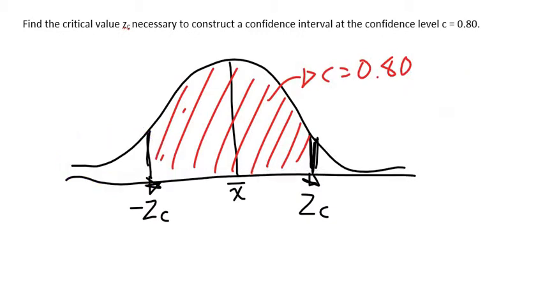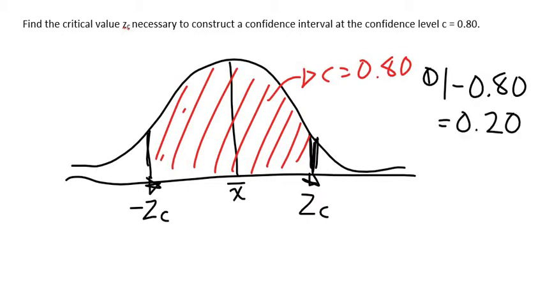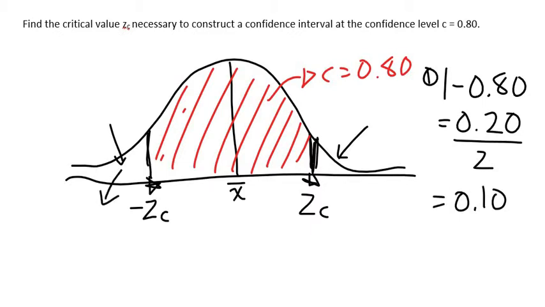Let's do that. The first step is to subtract 0.80 from 1. This is going to give us the area in both tails. So to find the area in one of those tails, we'll divide this by 2. So the area under this one little tail here is 0.10. Now I can go to my z-table and find an area as close to 0.1 as possible and find the corresponding z-value.